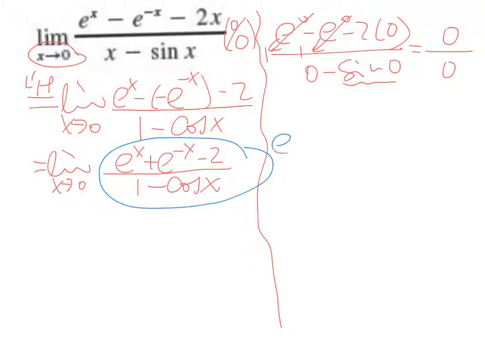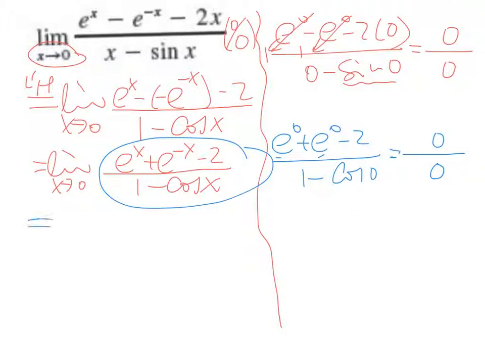So we have e to the 0 plus e to the 0 minus 2, over 1 minus cosine of 0. Cosine of 0 is 1, so in the denominator, I do have 1 minus 1, which is 0. On top, e to the 0 is 1, 1 plus 1 is 2, minus 2 is 0. I still have 0 over 0 type, therefore, I get to use L'Hopital's rule again.